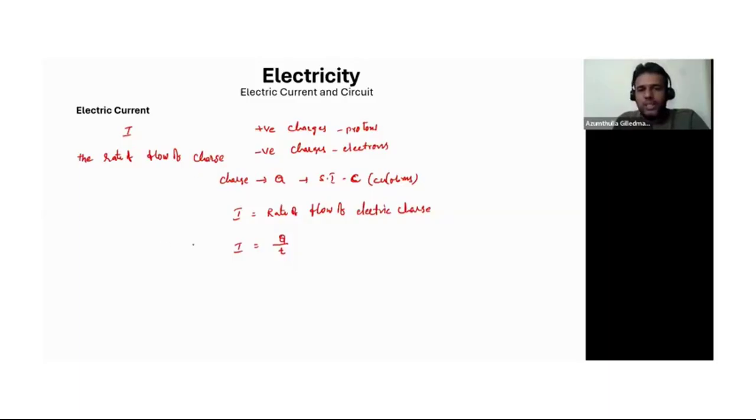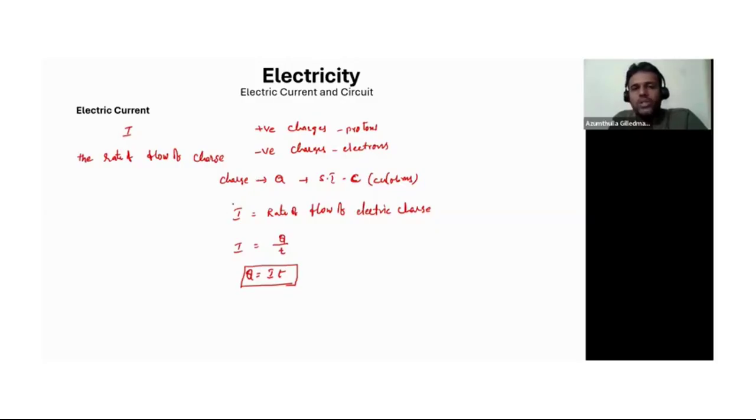So here I mentioned amp, right? So let's learn what is this. So I equal to Q by T or Q equal to I into T. This is the formula for finding the electric current in a particular circuit when a Q amount of charge is passing through in T seconds.